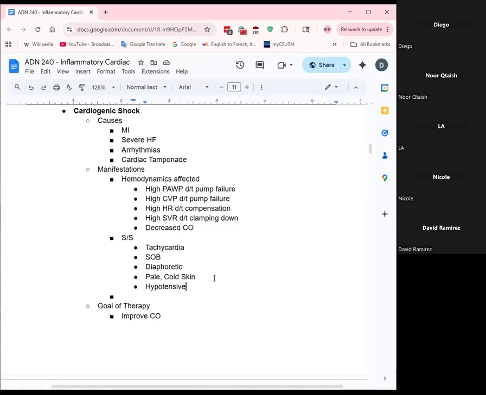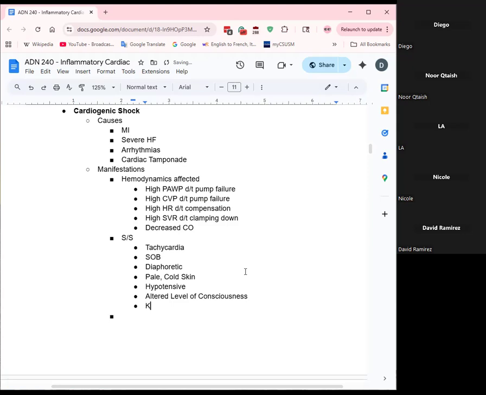So we said that. What do you guys think about level of consciousness? What do you guys think about urine output? Altered level of consciousness. If they're awake, they're going to be anxious, but if it's bad, you're going to become altered, okay?